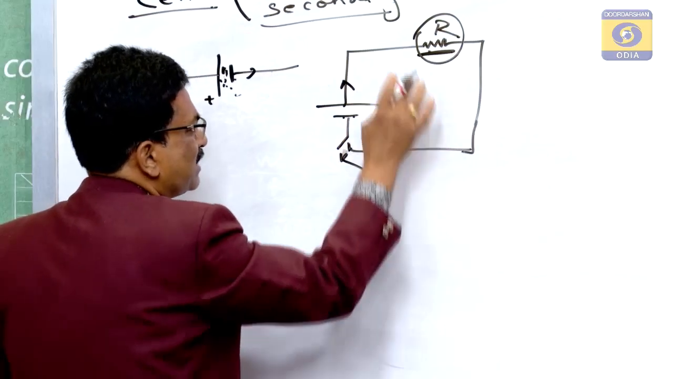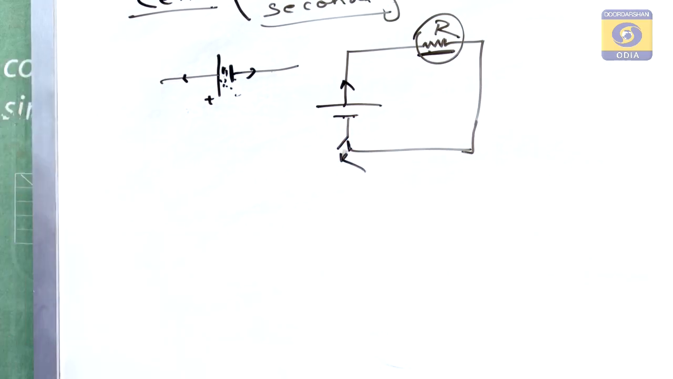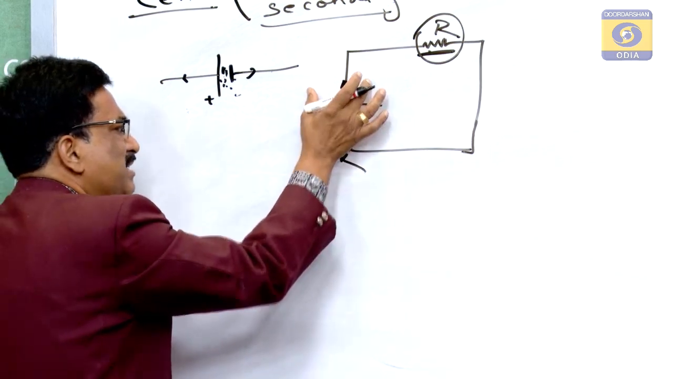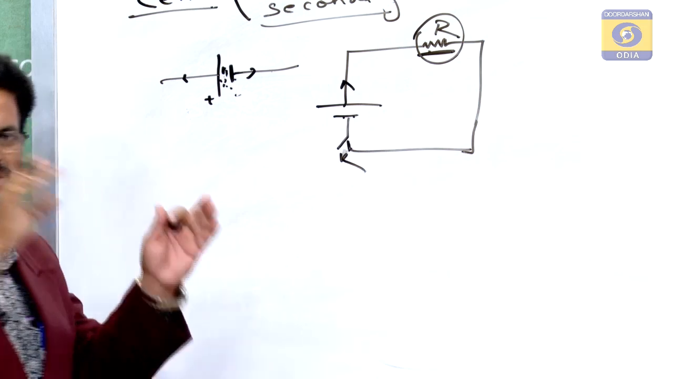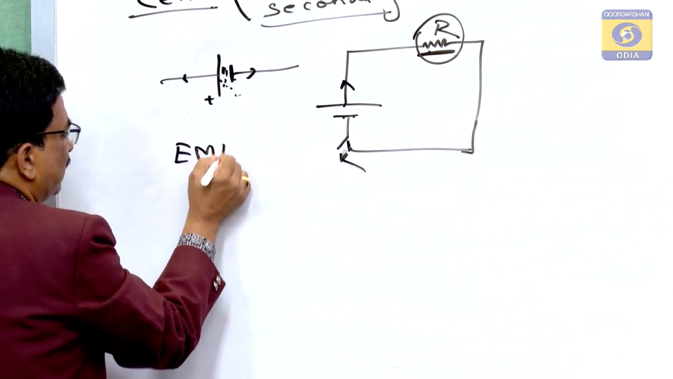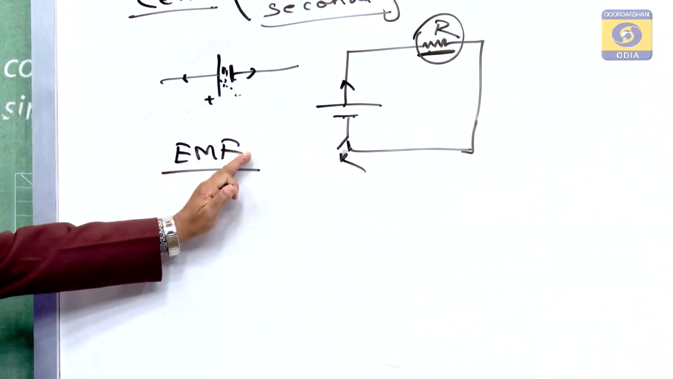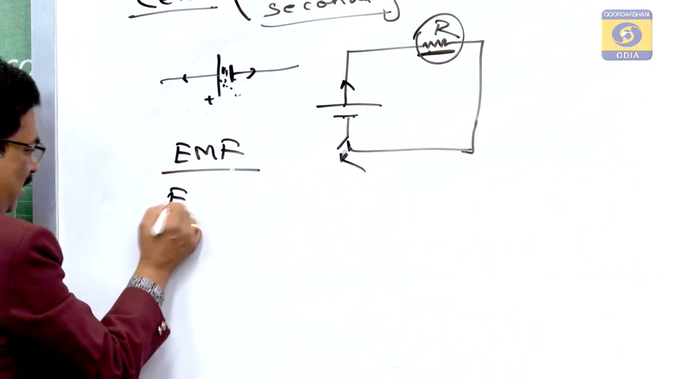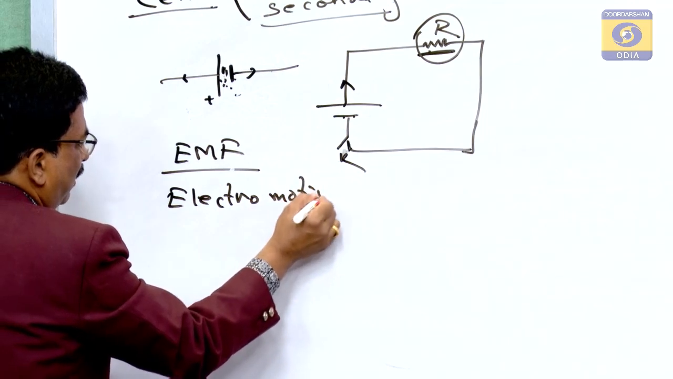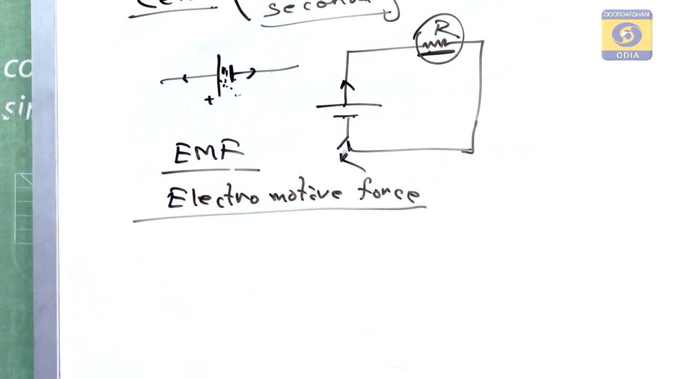But when this cell is in its position, meaning the circuit is closed, that is called the potential difference. When only the battery is there, it is not functioning, meaning the circuit is not completely closed, that is known as the EMF. EMF means electromotive force. That is the electromotive force.